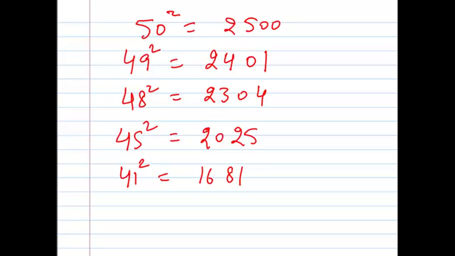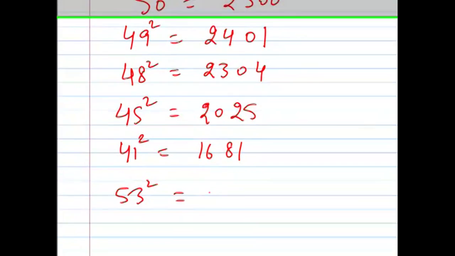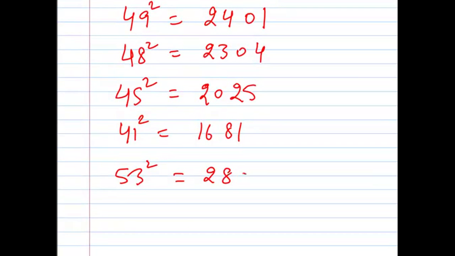Similarly, if you want to do a square of a number above 50, then instead of subtracting, you have to add. So 53 square will be 25 plus 3, that is 28, and 09, so 2809. Similarly, 56 square is equal to 25 plus 6, 31, and 36. With this formula, let's take an example.